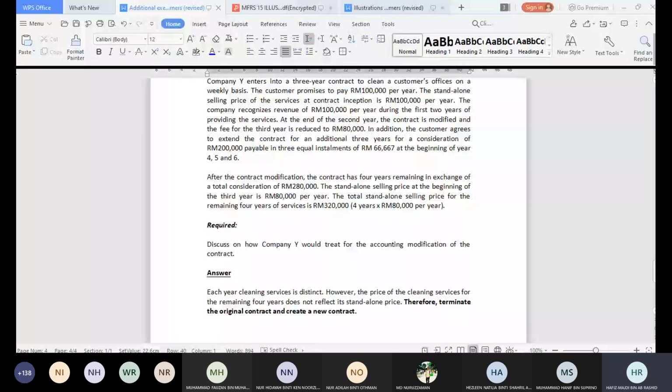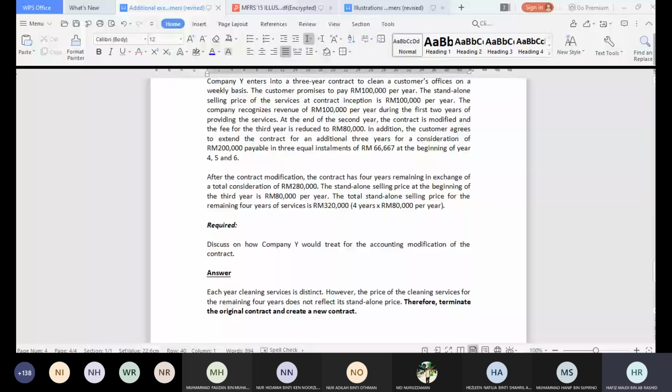So in the final exam, you will need to do this kind of evaluation. Of course, you might ask me whether you need to put in a journal entry or not. You need to evaluate the situation, and then identify whether you need to create a separate contract, or terminate the original and create a new one, or just maintain the original contract with some modifications.